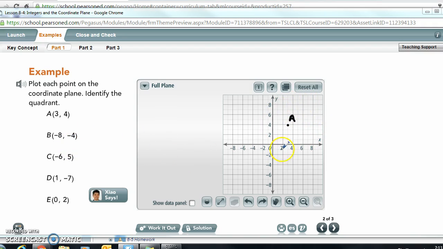Now they want us to do B. So I'm going to go over, they can crawl to -8, and then they're going to walk down to B.